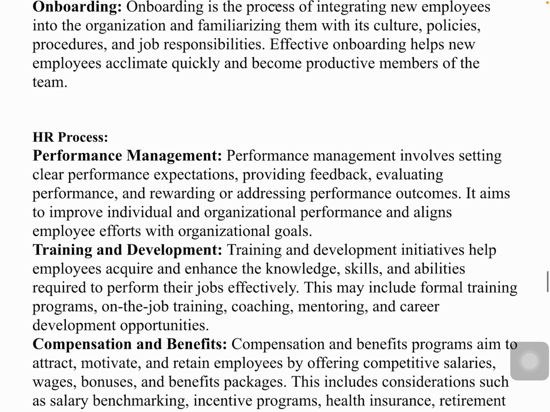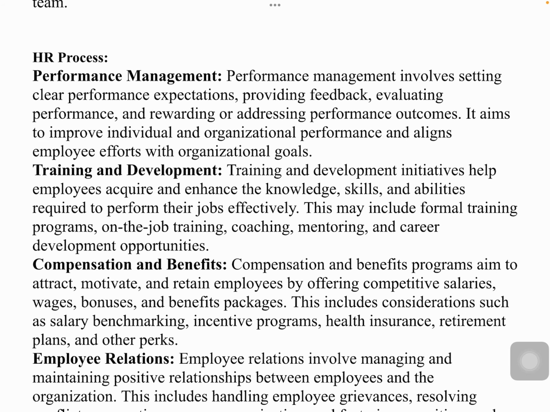So next we have the HR process. First is performance management. Performance management involves setting clear performance expectations, providing feedback, evaluating performance, and rewarding or addressing performance outcomes. It aims to improve individual and organizational performance and aligns employee efforts with organizational goals. So in performance management, they are setting goals, providing feedback, and evaluating performance. Example, annual performance reviews and feedback sessions.